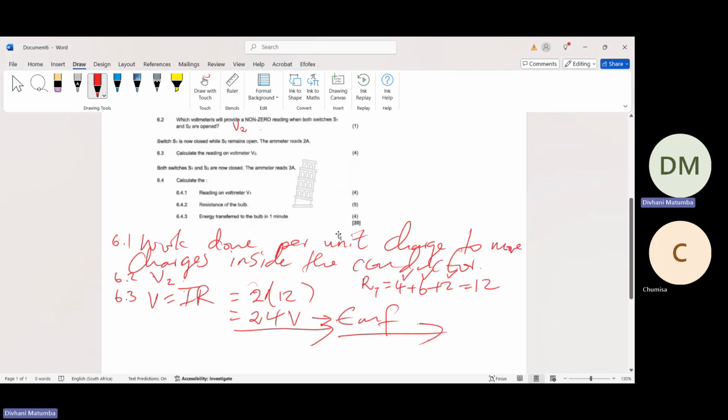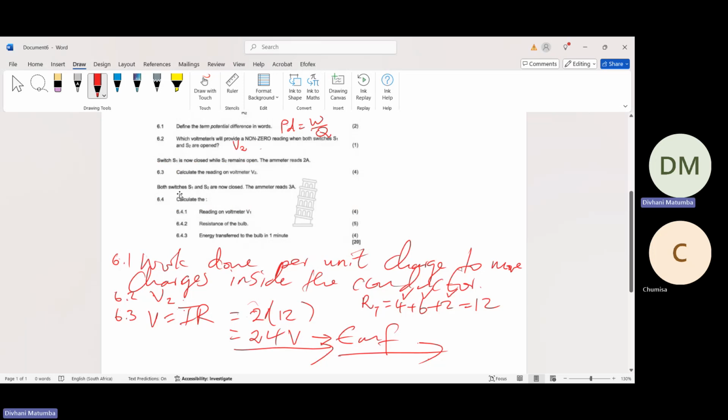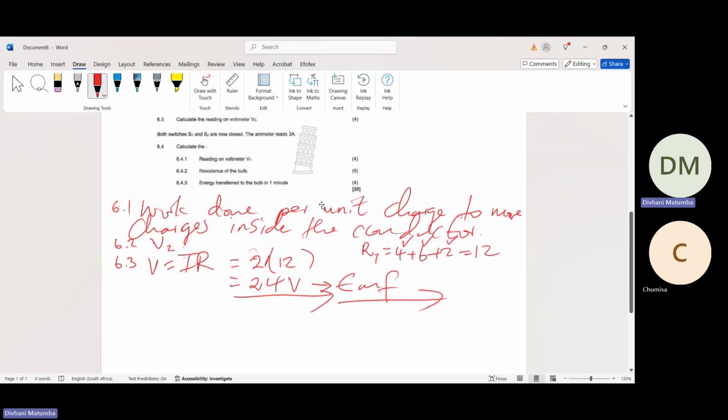And then both S1 and S2 are now closed. The ammeter reads 2A. The first question is calculate the voltmeter reading V1. Okay, so we have 6.4.1. So how do we go about solving that one?